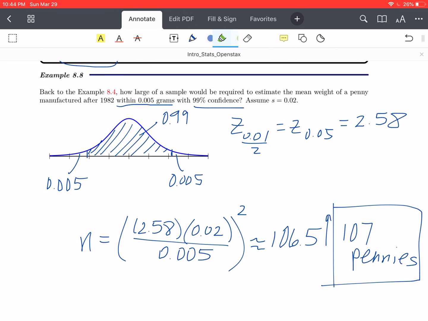So again, what this is telling us is if you want to be 99% confident that the mean weight of a penny is within this many grams of a particular value, then we need to check at least 107 pennies and their weights in order to determine that value. Okay.